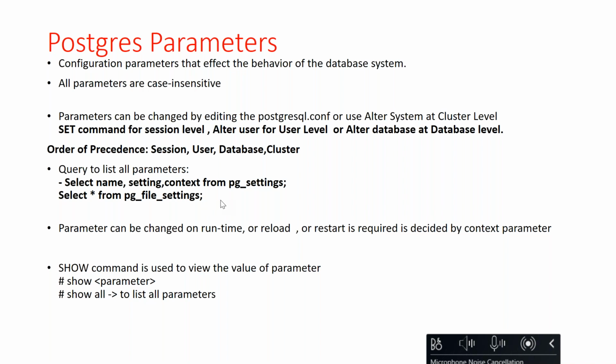So how can you see your parameters? You can see the parameters in pg_settings. This is a table where you can see your parameters, or you can also use the SHOW command with the parameter name. So pg_settings, pg_file_settings, and SHOW with the parameter name. That also you can have a look at.